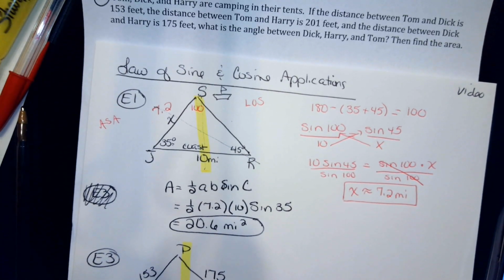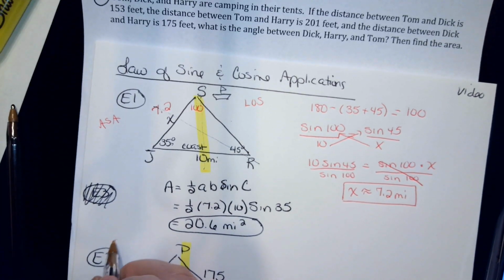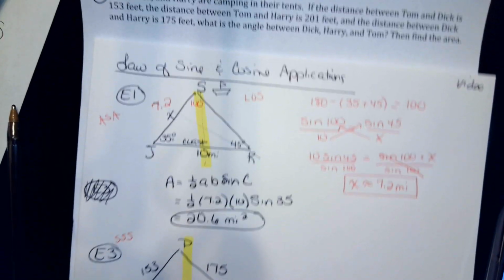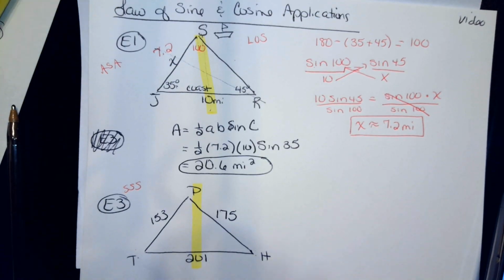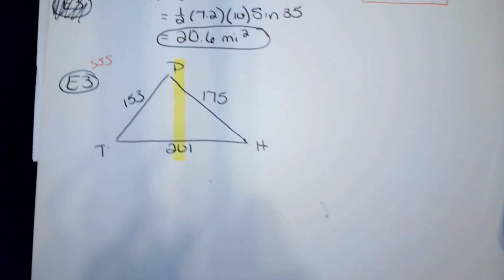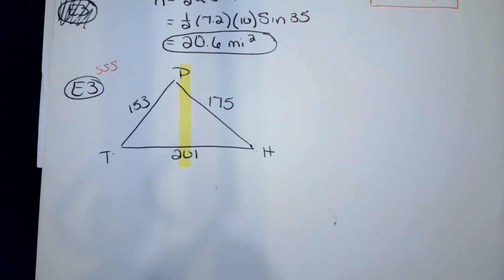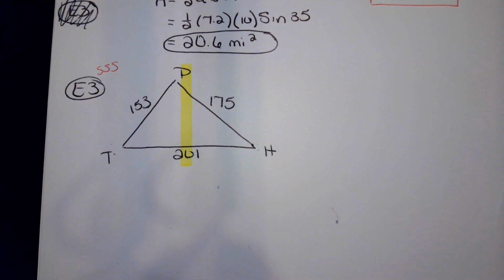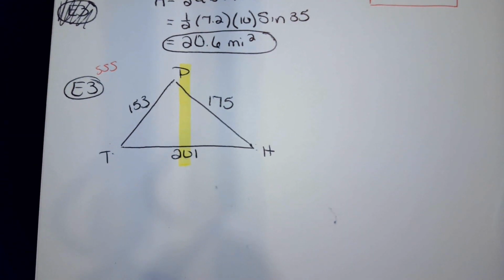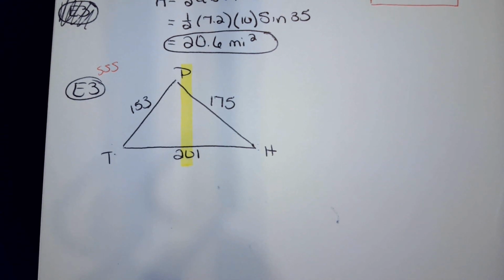We don't know any angles at all. So this is a side, side, side scenario. It would be helpful if you could see it, right? This is a side, side, side scenario. So we know that we don't have any angles, so it can't be law of sines, it's going to be law of cosines.